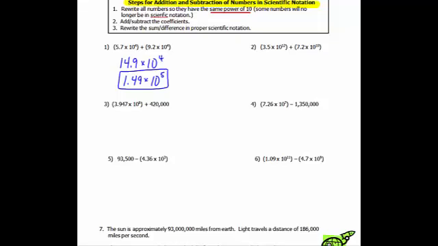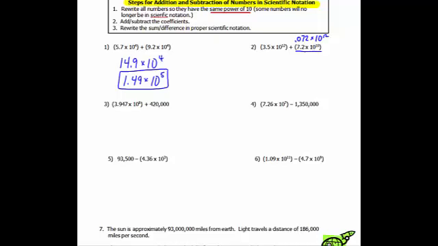The next question is not in the same power of 10. So what I want to do is I'd like to make them the same power of 10. Usually we'll go to the larger power of 10 because it will make it easier in the long run. You will not have to simplify as often. So I'm going to change the 7.2 to 0.072 times 10 to the 12th.